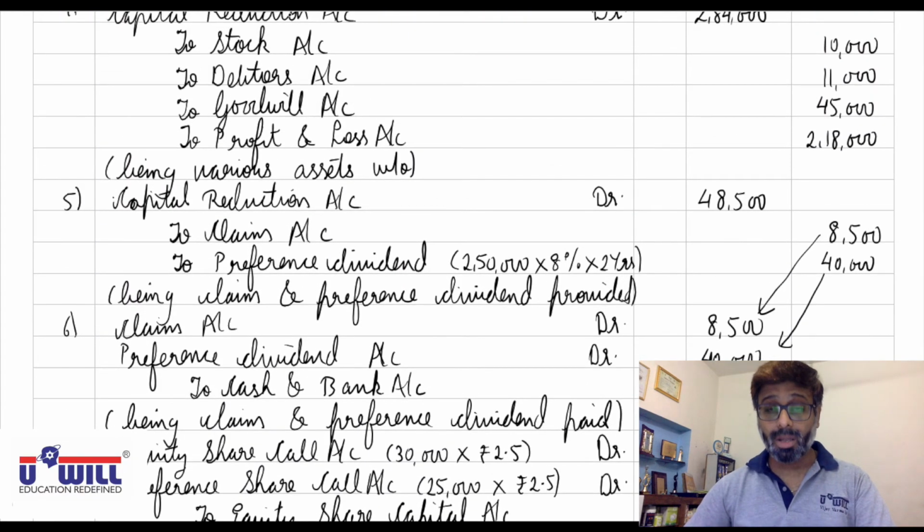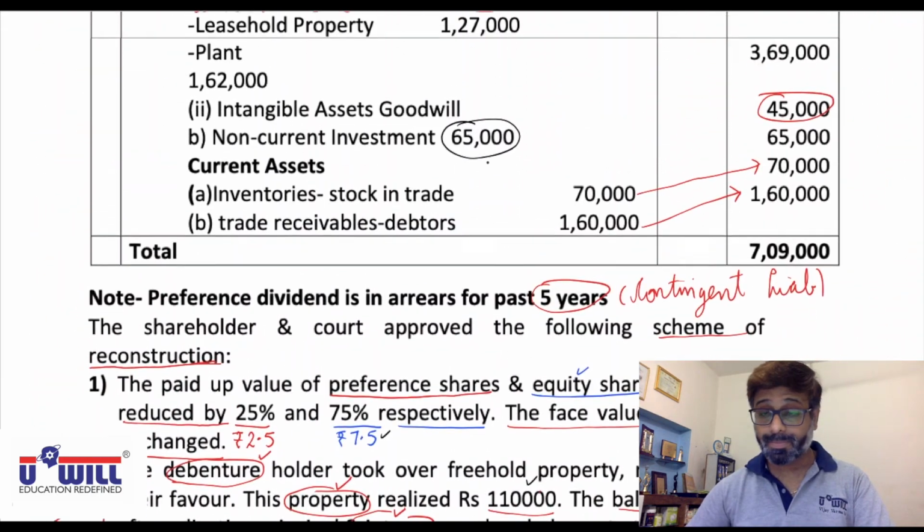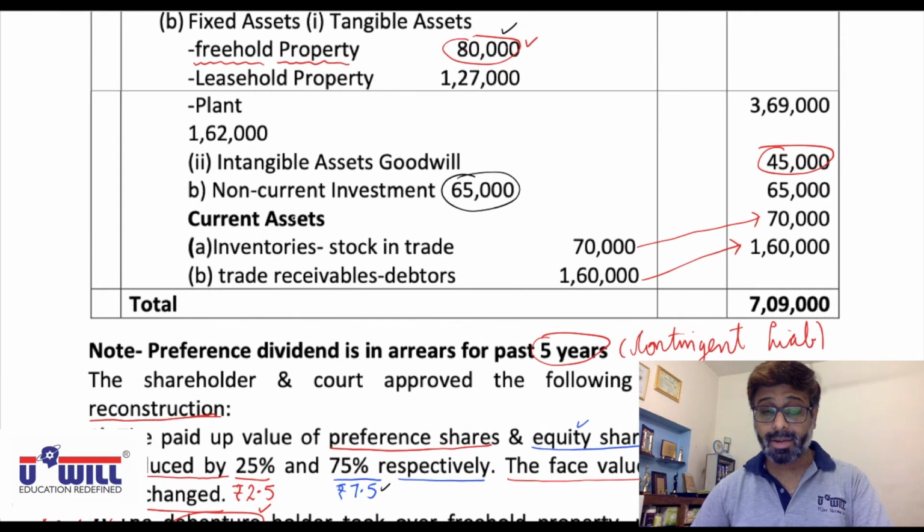First of all, what is the cash and bank balance already there in the balance sheet? In current assets, stock and trade debtors are there. We don't have cash and bank.